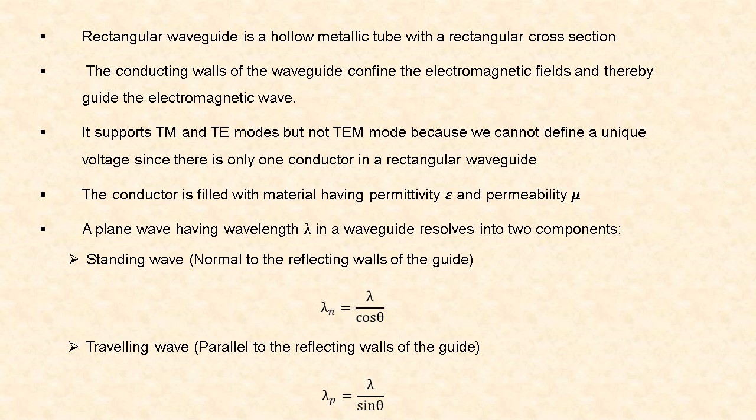If a plane wave having wavelength lambda is incident on a waveguide, it results in 2 components. First is the standing wave in the direction normal to the reflecting walls of the guide, and the wavelength of this wave is given by lambda n is equal to lambda by cos theta. Theta is the angle of incidence. And the second one is the travelling wave in the direction parallel to the reflecting walls of the guide, and the wavelength of this wave is given by lambda p is equal to lambda by sin theta.